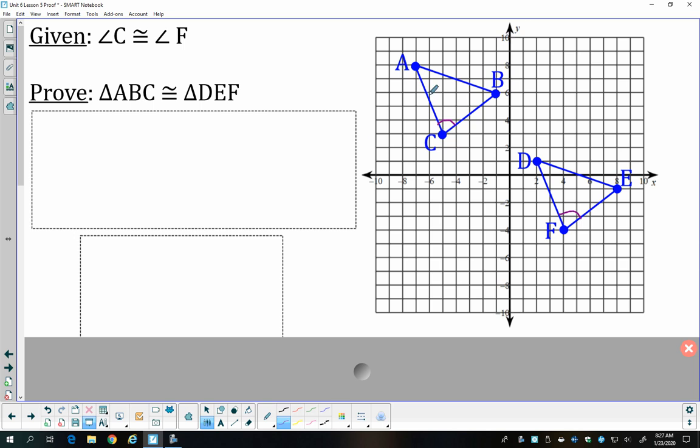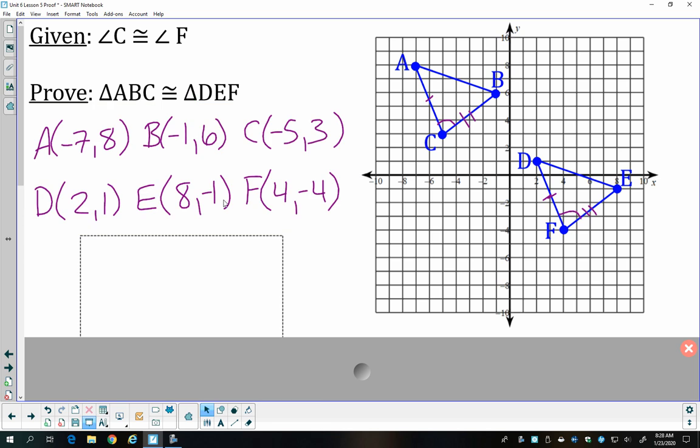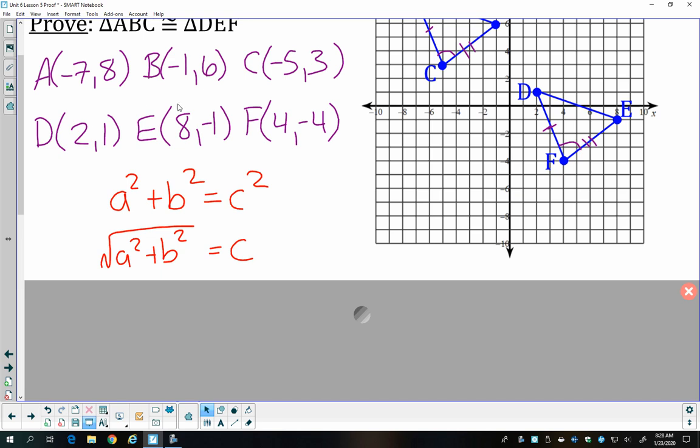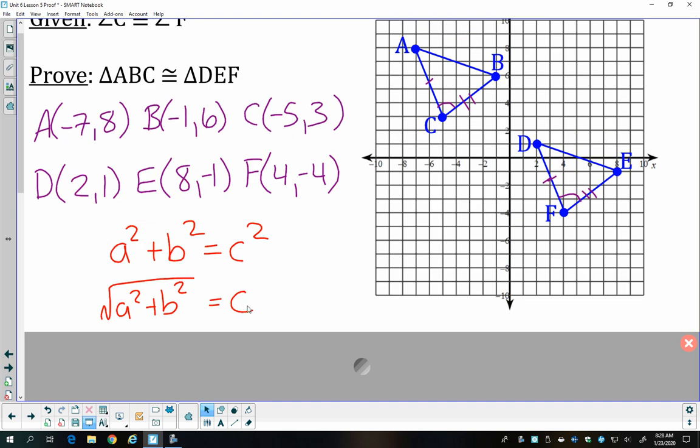But what I can do is I can show that AC and DF are congruent by finding out how long they are. And I can show that BC and EF are congruent. And we find out how long they are by doing the distance formula. Or what we did was Pythagorean Theorem earlier this year. So I've written down the coordinates for all the points. There's my Pythagorean Theorem. And remember that C is the thing that we're looking for. C represents the length or the distance we're looking for. So if we isolate C, it's just a squared plus b squared square rooted.